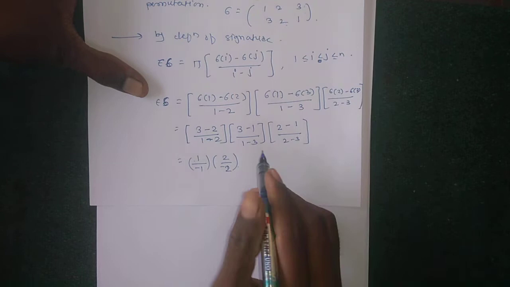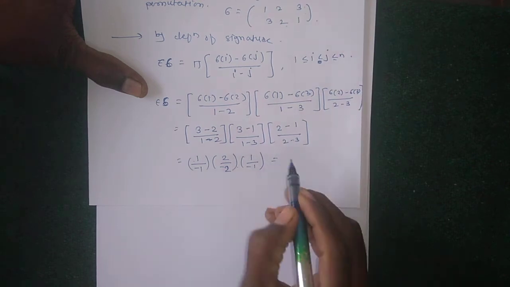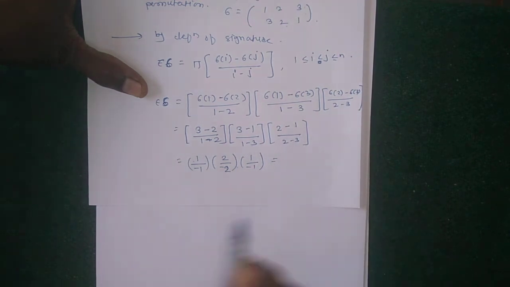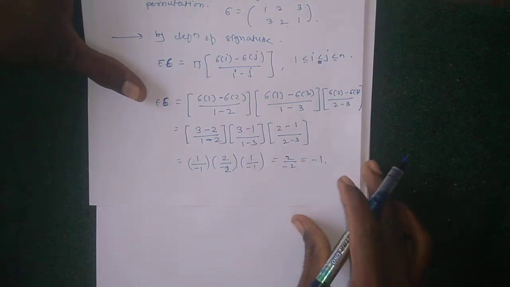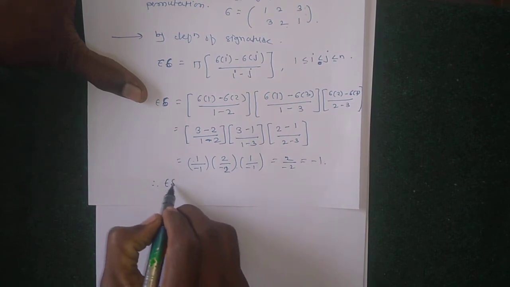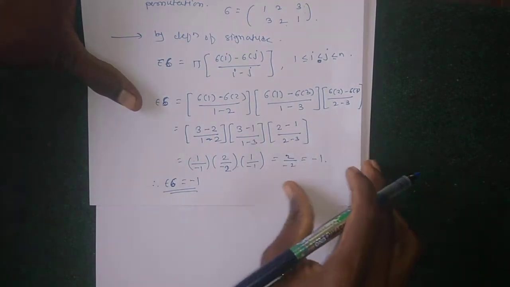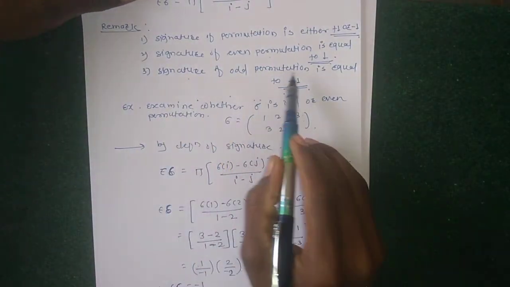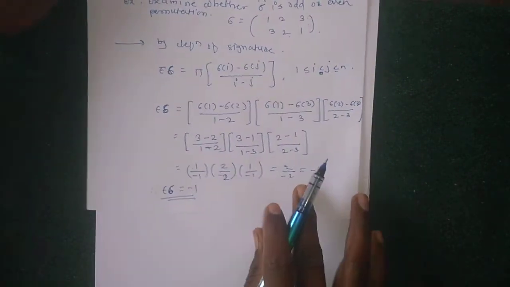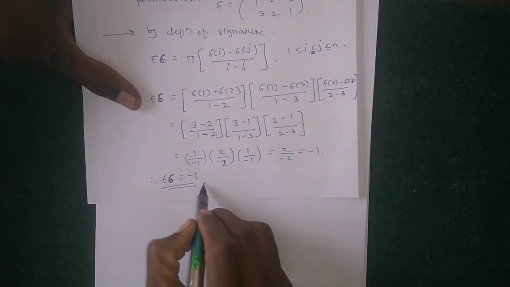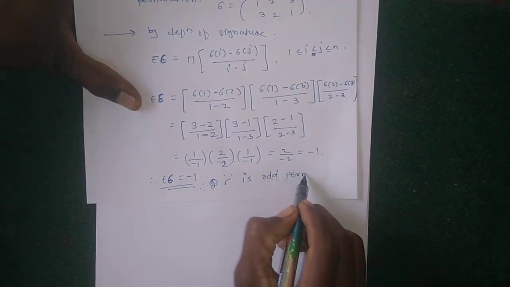Okay, 2 divided by −2, and here 2 minus 1 is 1 and 2 minus 3 is −1. And then their product is 2 divided by −2, equal to −1. Okay, and therefore ε(σ) equals −1, which means the signature of the given permutation is −1. Therefore, the remark says that if the signature is equal to −1, the permutation is odd. Here the signature is −1, therefore σ is an odd permutation.